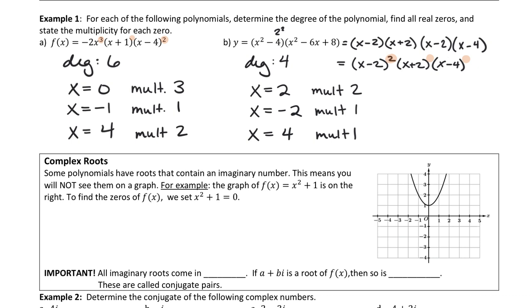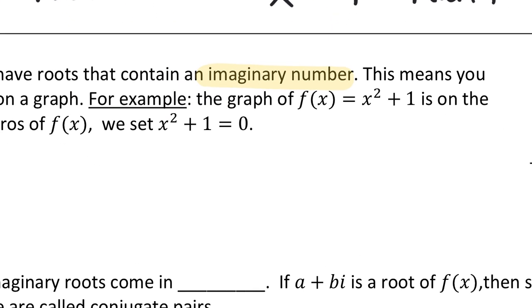Some polynomials have roots that contain an imaginary number. This means you will not see them on a graph, which is why we need to know how to do this analytically. So for example, this graph is actually x squared plus 1. To find the zeros of x squared plus 1, since we cannot factor it, and since it cannot be seen on a graph, we're going to have to do this by hand. So if I were solving x squared plus 1 equal to 0, the first thing I would do would be subtract 1 from both sides. And then I square root.